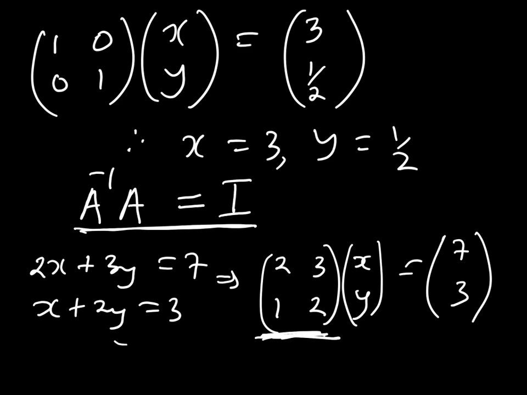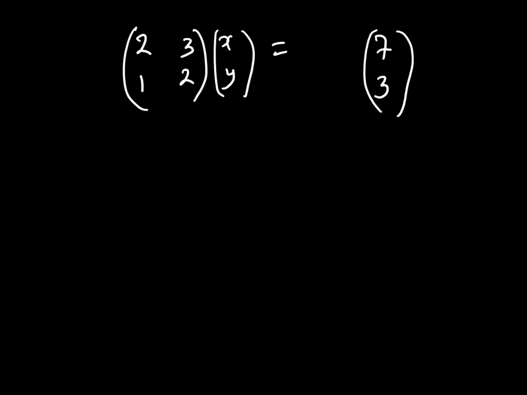Okay, so let's go ahead. We need only the inverse of this, and the inverse is 1 over the determinant times the adjoint. Remember, for the adjoint, these elements switch positions, and then these just change sign. So let's work this out and try to get it done.